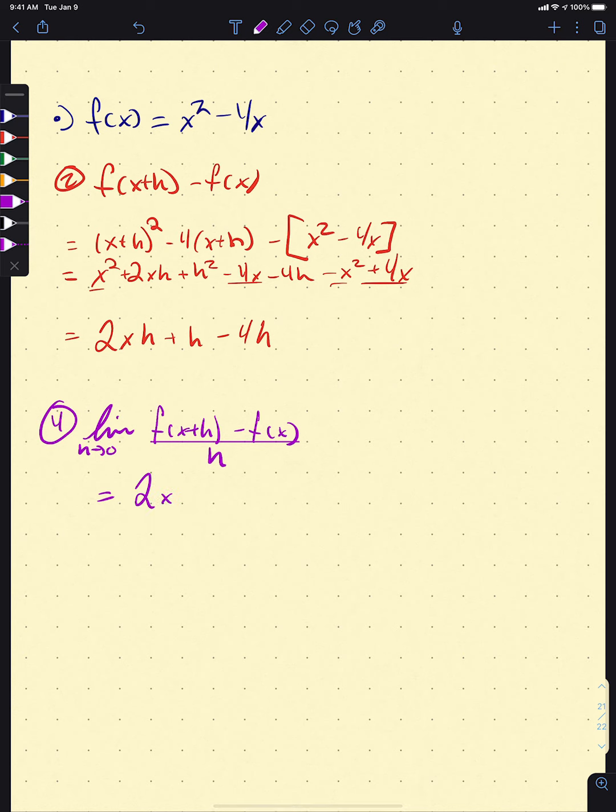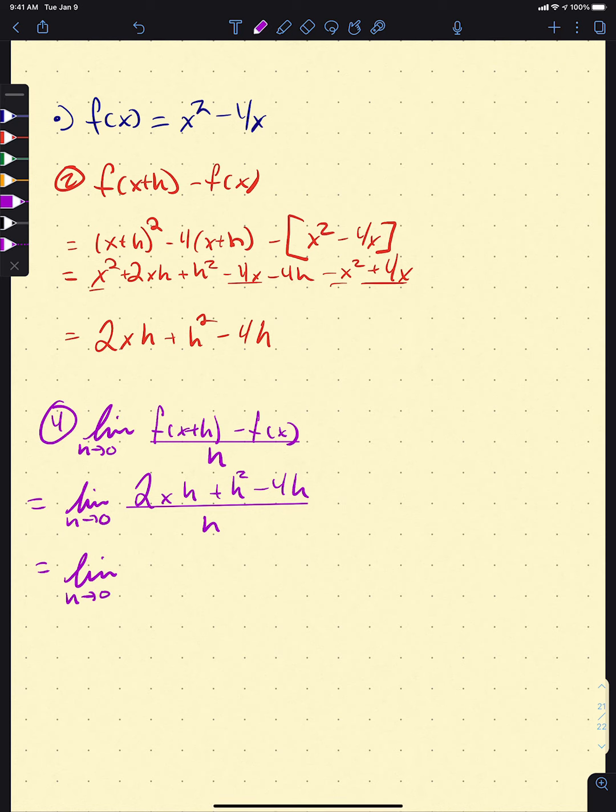And what's that going to be? Well, we're going to have 2xh plus h squared minus 4h, all that being divided by h. We are taking the limit, so I can't forget that. I can factor out that h from the whole top. That's going to be h times 2x plus h minus 4 over h. Canceling those h's, I can straight evaluate the limit then. This h is going to become 0, and there are no h's in either of these. So we can say that f prime of x is 2x minus 4, okay?